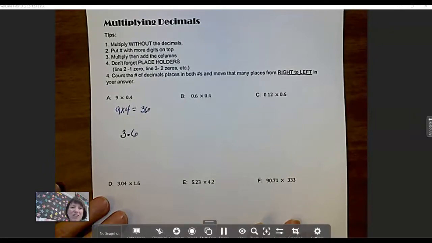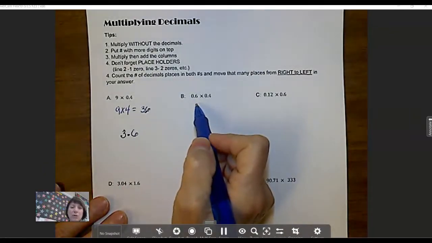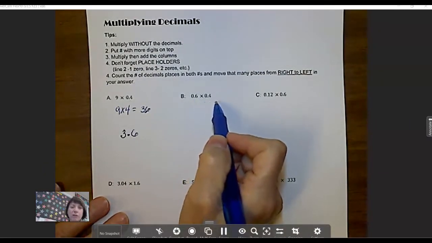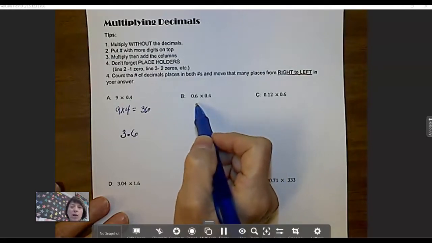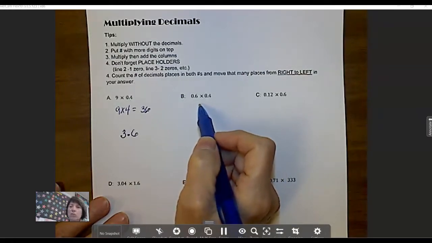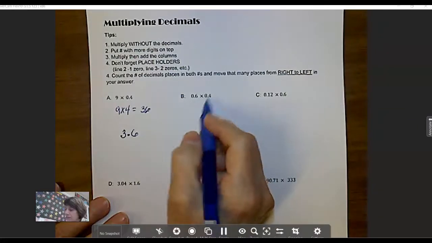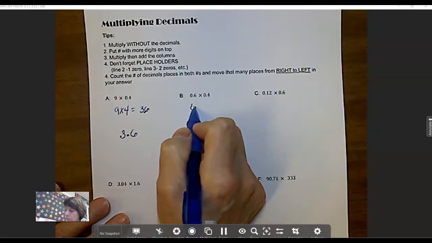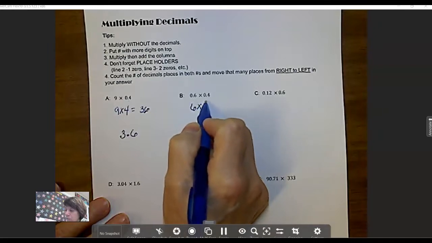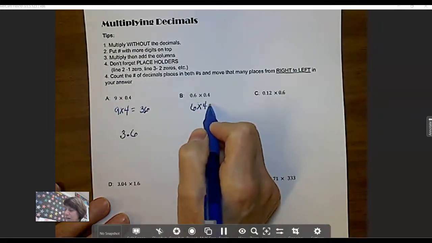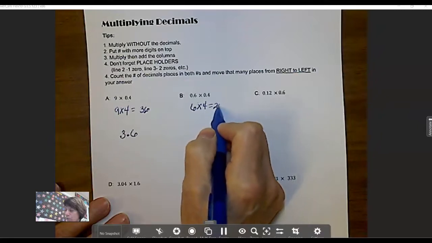All right, so let's look at our next number then. We've got 0 6/10 times 0 4/10. We're going to multiply this just like it was regular numbers without the decimal points. We're going to leave off any lead zeros. So we're going to turn this problem into 6 times 4. Again, another basic fact, which is 24.